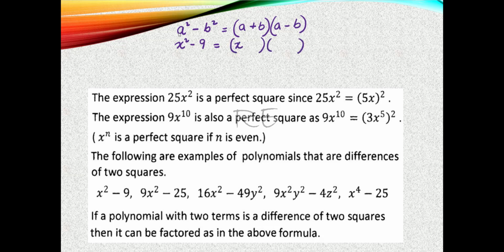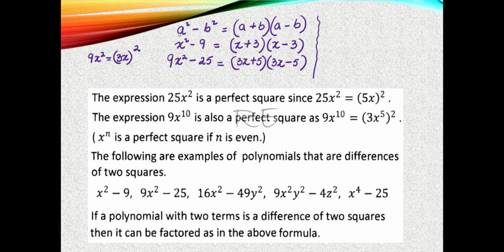X squared minus 9 is equal to x plus 3 times x minus 3. 9x squared minus 25. Remember, 9x squared is 3x times 3x, so it's 3x squared. So 9x squared minus 25 will be 3x plus 5 times 3x minus 5.